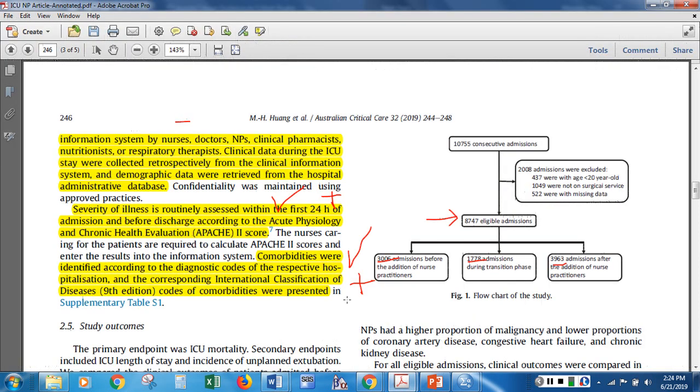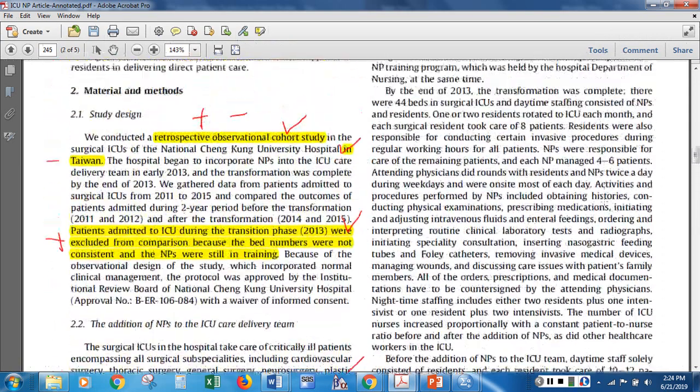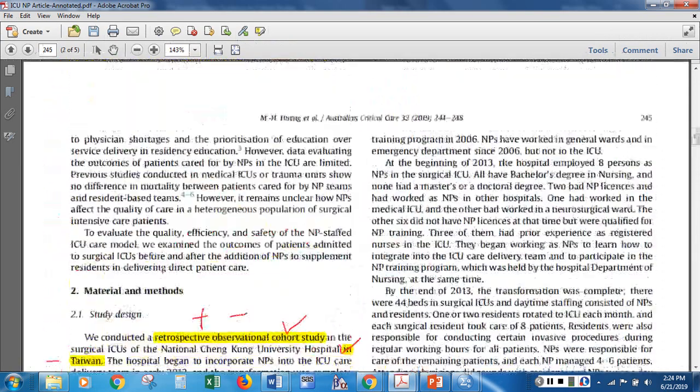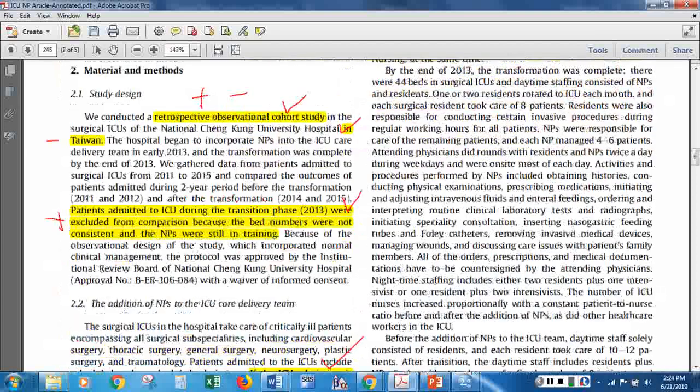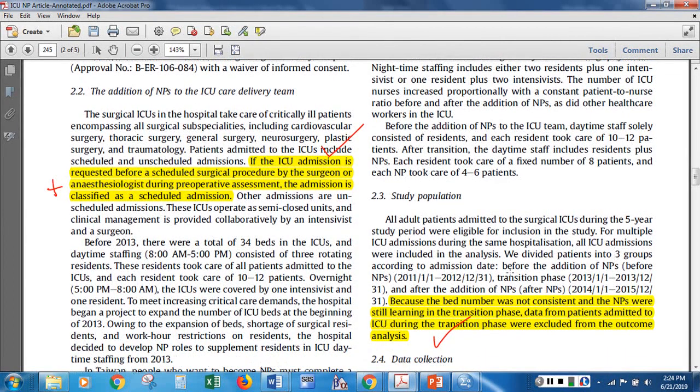And in this case, they were consistently used. And let's just remind ourselves what the inclusion criteria were from the method section. This is usually under the study population section. Essentially, they said all patients admitted to the surgical ICU during the 5-year period were eligible for inclusion in the study. For multiple ICU admissions during the same hospitalization, all ICU admissions were included. And then they only excluded those from 2013.